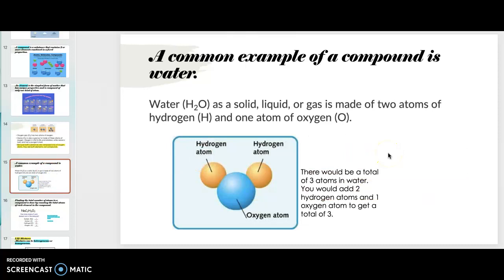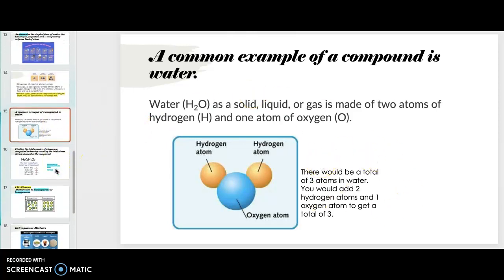We all know what water is, so a common example of a compound is water. Water has 2 atoms of hydrogen and 1 atom of oxygen chemically combined together. And because of this, there are 3 total atoms in the compound.